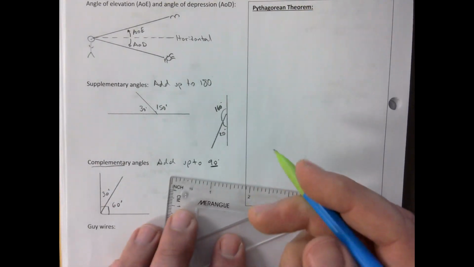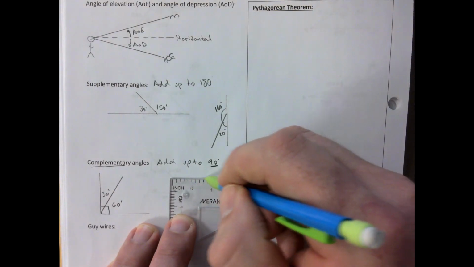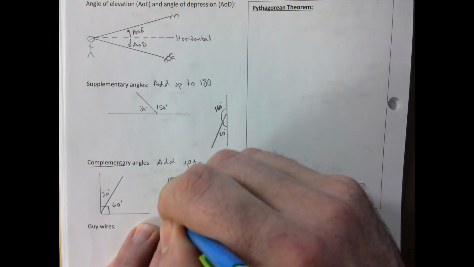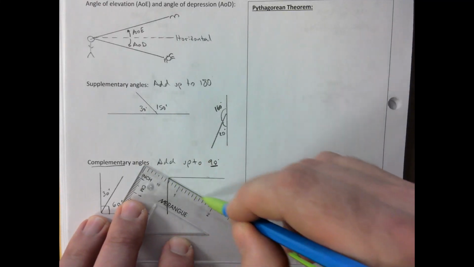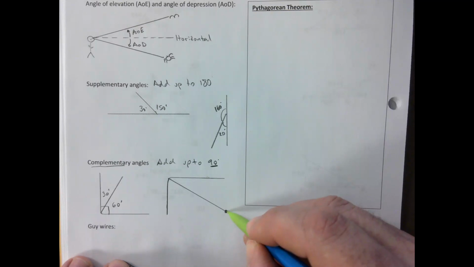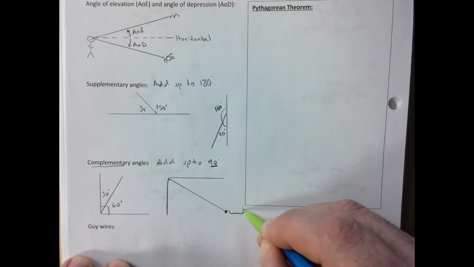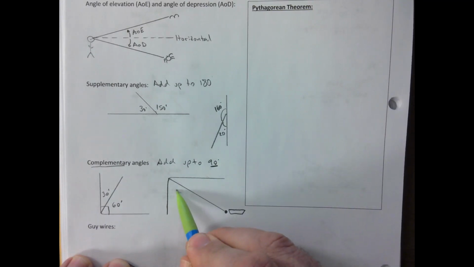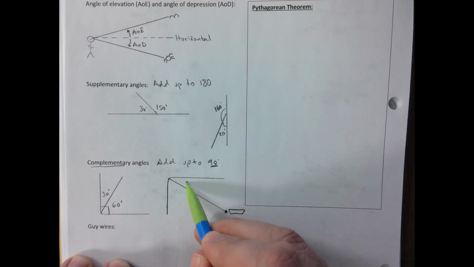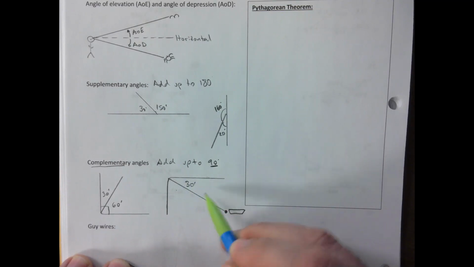A lot of times the 90 happens like this. Somebody's at the top of a cliff and looking down at, let's say, a boat down here. It's supposed to be a boat. If I said angle of depression of 30 degrees, where would you put it? Here or here? Here, right? Good answer.